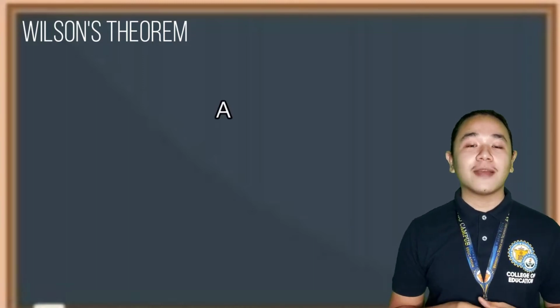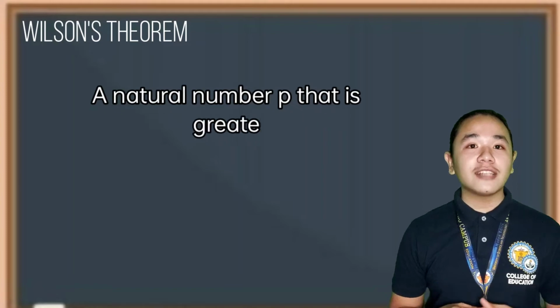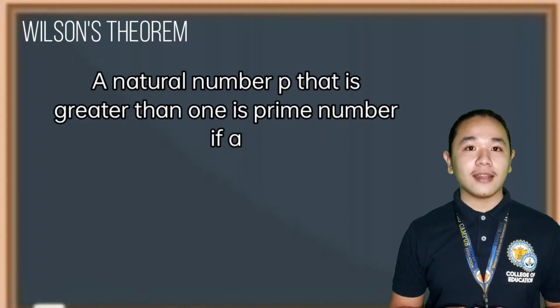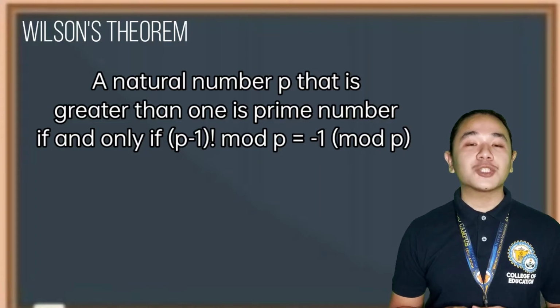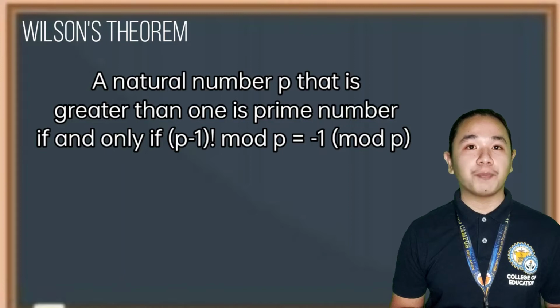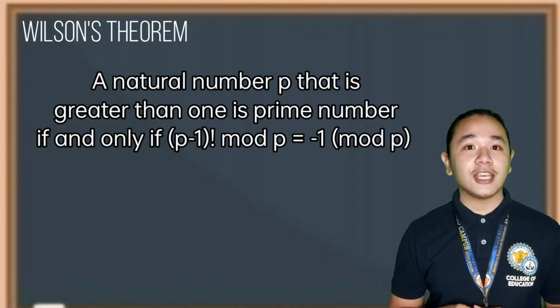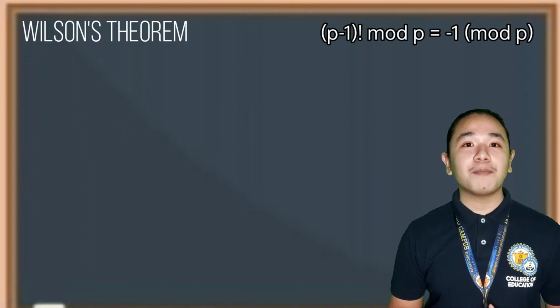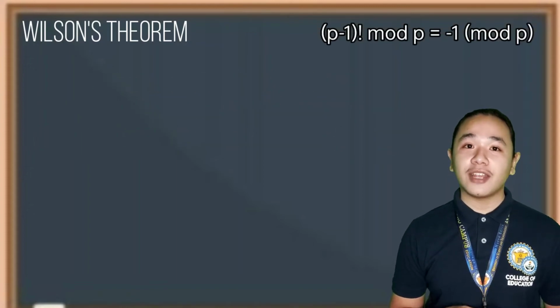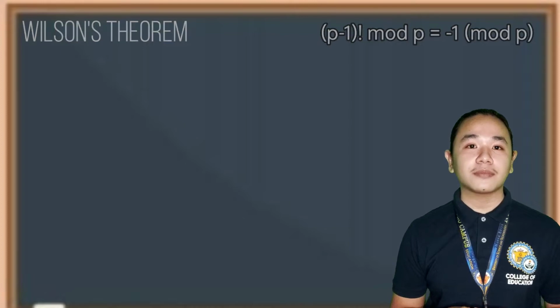Basically, Wilson's theorem says that a natural number p that is greater than 1 is a prime number if and only if (p minus 1) factorial modulo p is equal to negative 1 modulo p, or the remainder is equal to p minus 1. If this condition holds true, then the number that you have, which has to be greater than 1, is a prime number.